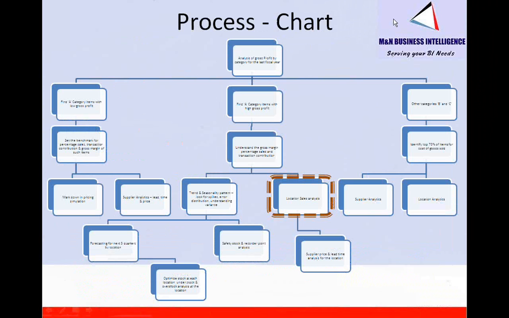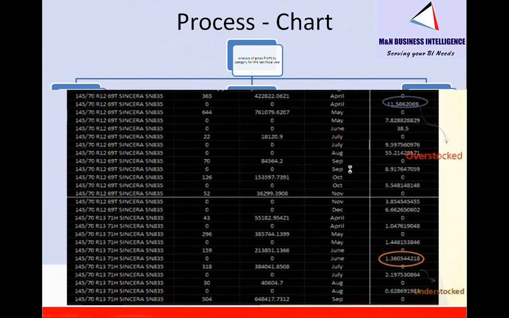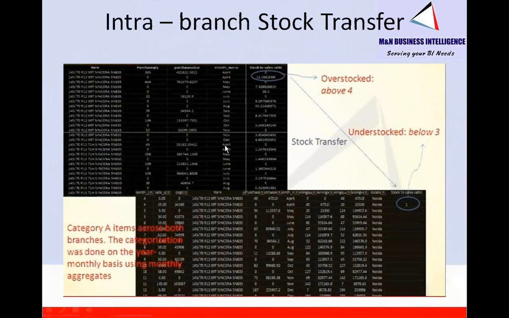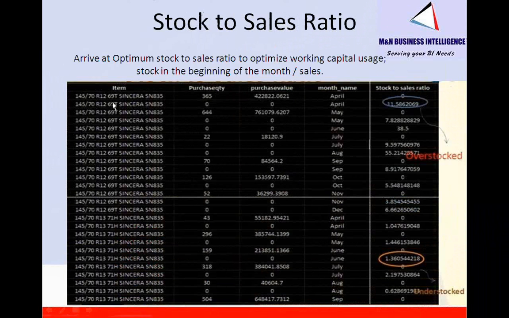Then let's look at the location sales analysis. Within the location sales analysis, this is the category B item. So we have looked at the stock to sales ratio. So you will look at the opening stock divided by the total sales.